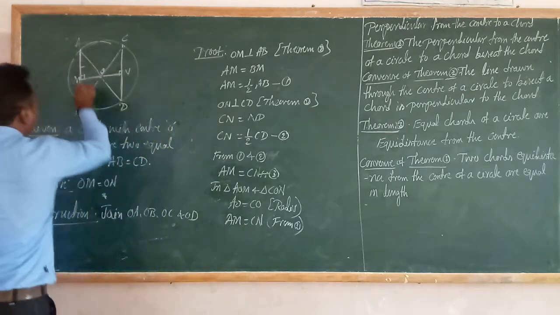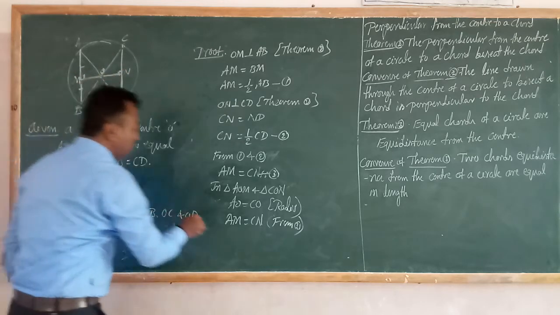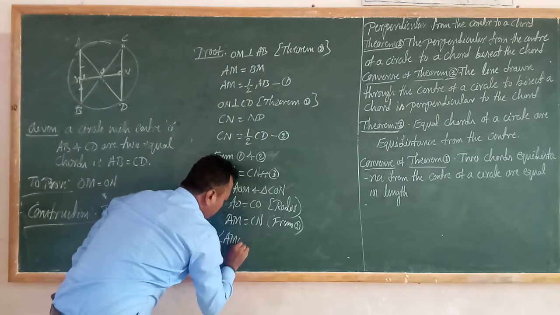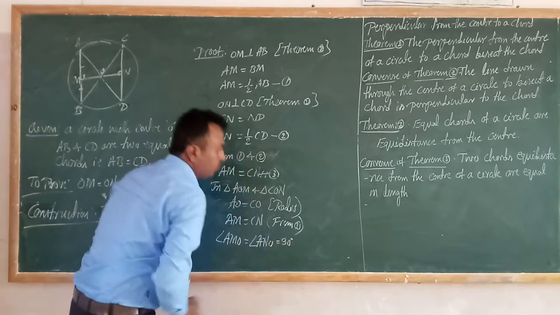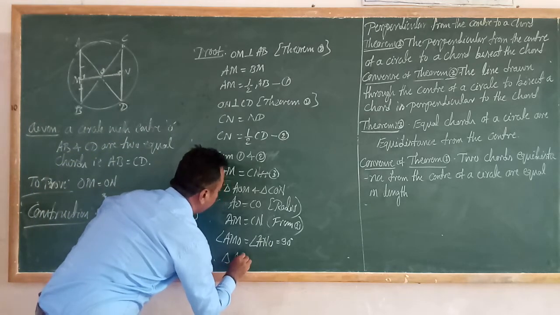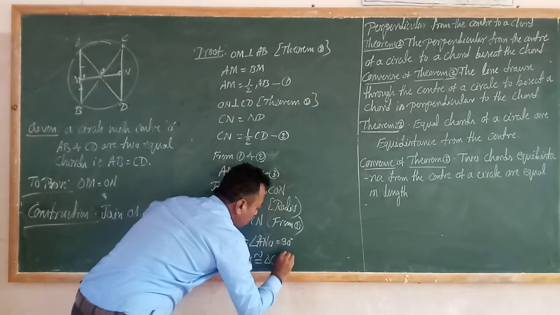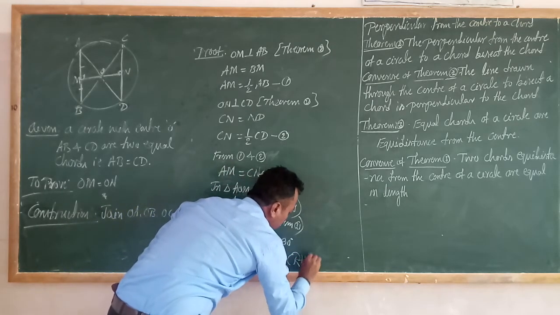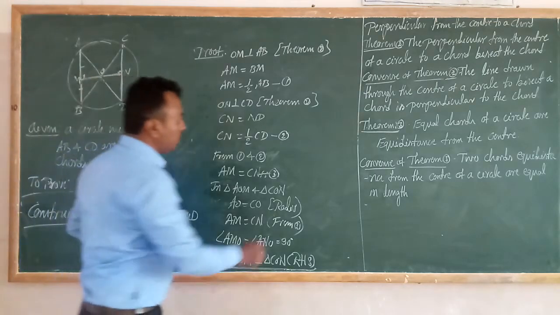Now one more thing, angle AMO is equal to angle CNO because of 90 degree. Is it right? Angle AMO is equal to angle ANO is equal to 90 degree. Okay. So therefore triangle AOM is congruent to triangle CON by the condition of RHS congruence rule. So when the two triangles are congruent, the remaining parts must be equal by the condition of CPCT. Therefore OM is equal to ON.